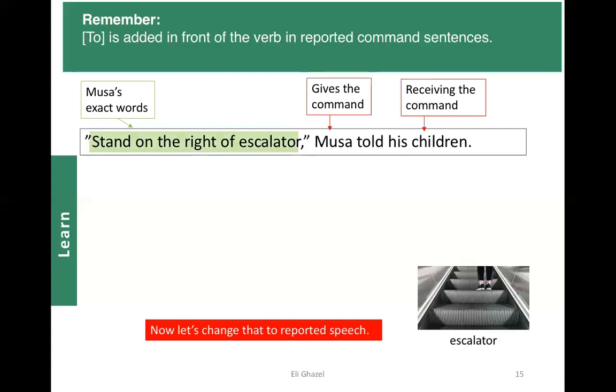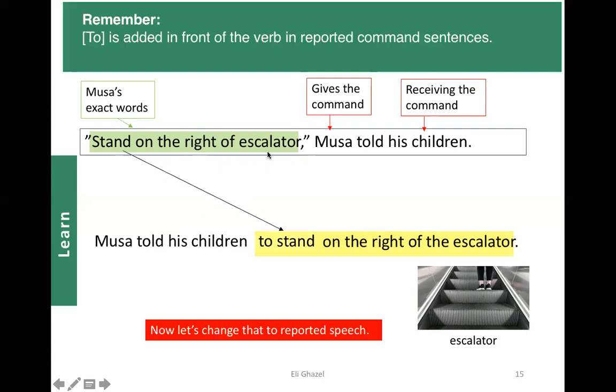Now, let's change that to reported speech. Musa told his children, so that gives the command and the one who receives the command. And what do we do with the verb at the beginning of the direct speech to turn it into reported speech? We put a to: to stand. And notice that it's no longer capital. To stand where? On the right of the escalator. And that is the reported speech, not the exact words that Musa told his children.